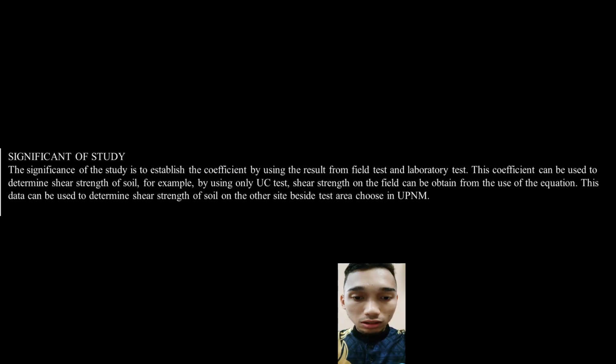Next is the significance of this study. The significance of the study is to establish the coefficient by using the results from the field test and laboratory test. This coefficient can be used to determine the shear strength of soil. For example, by using only the UC test, shear strength on the field can be obtained from the use of the equation. This data can be used to determine shear strength of soil on other sides beside the test area chosen in UPNM.